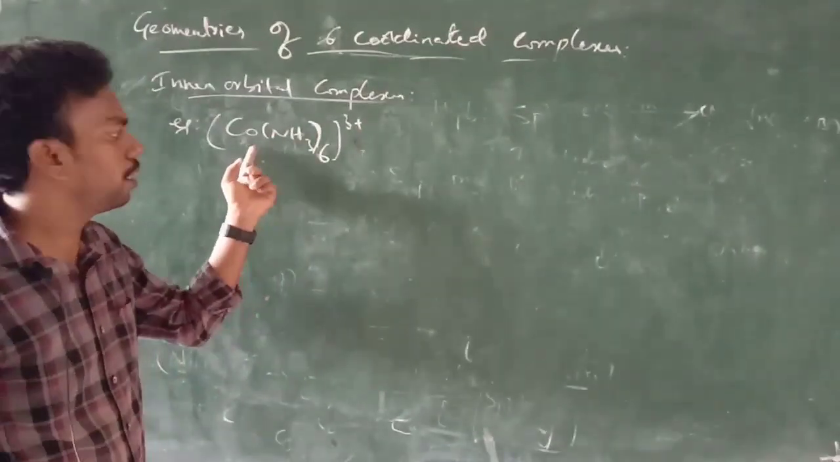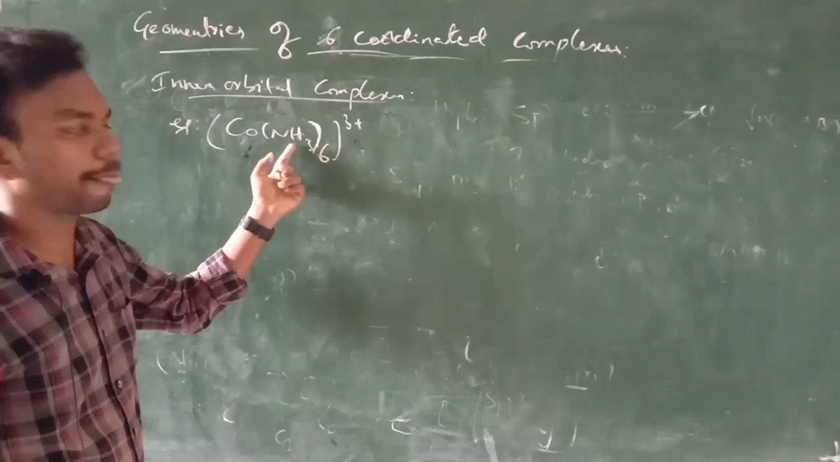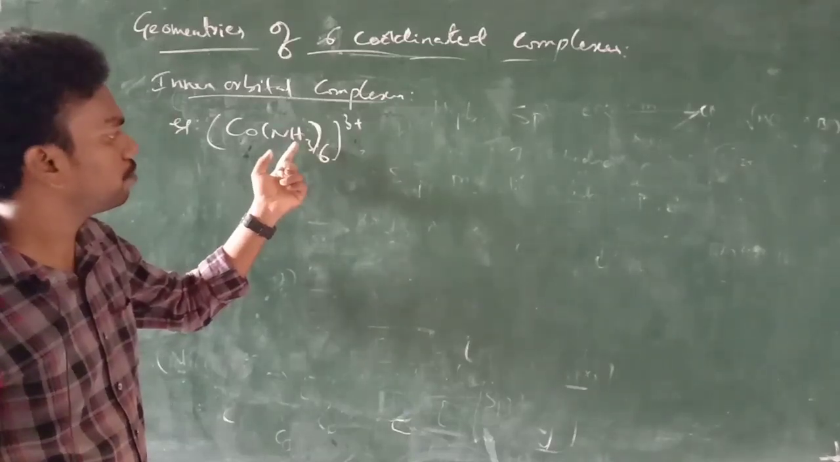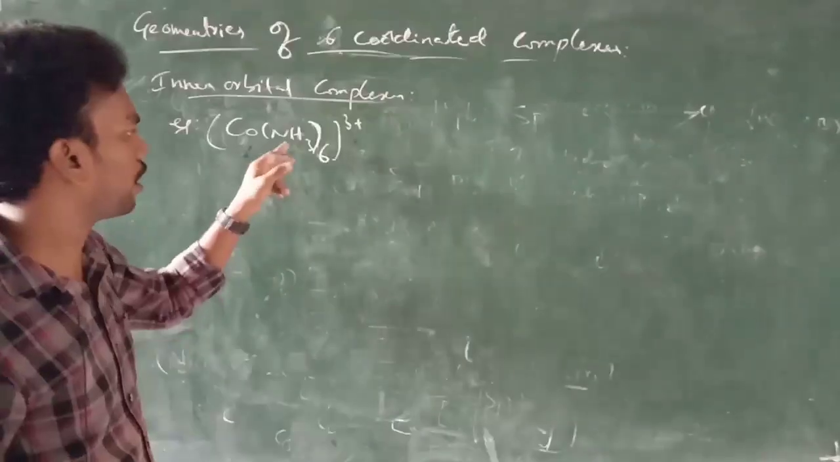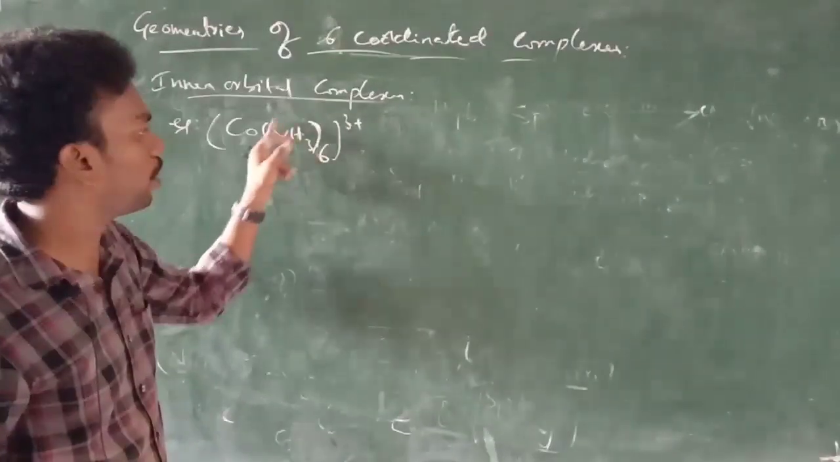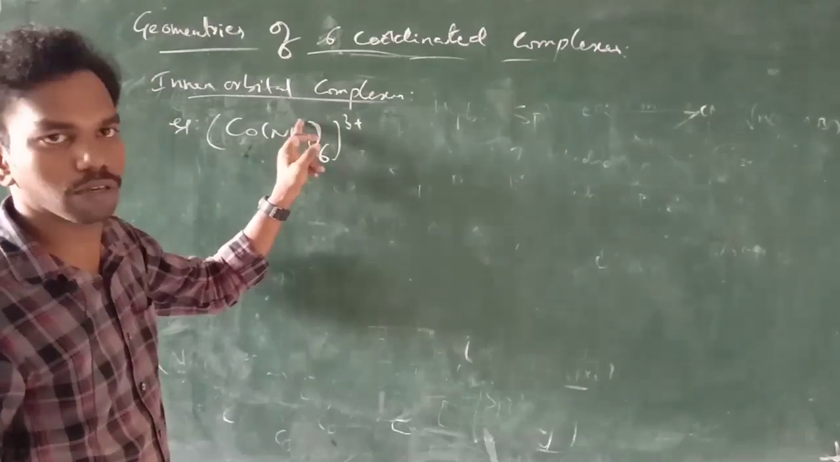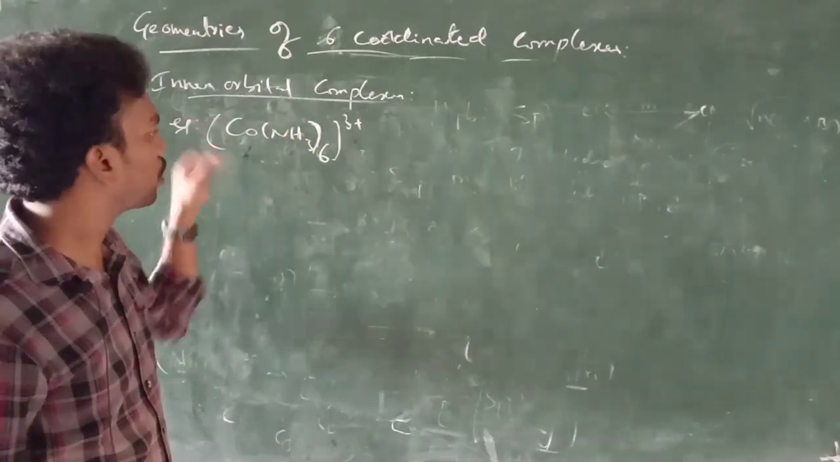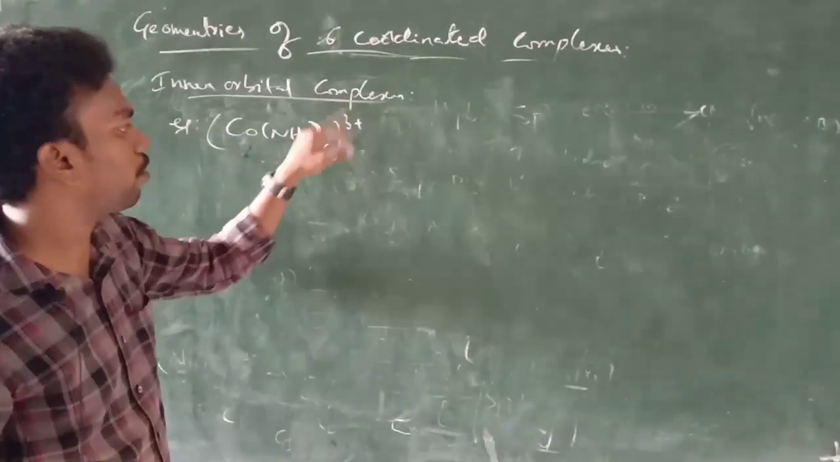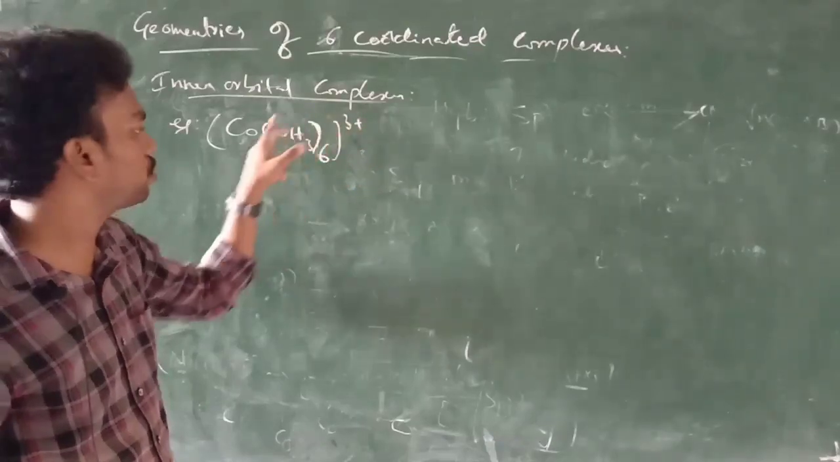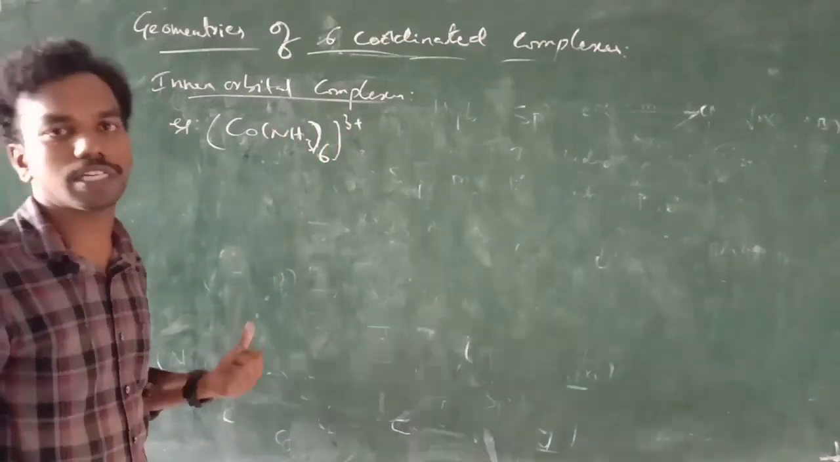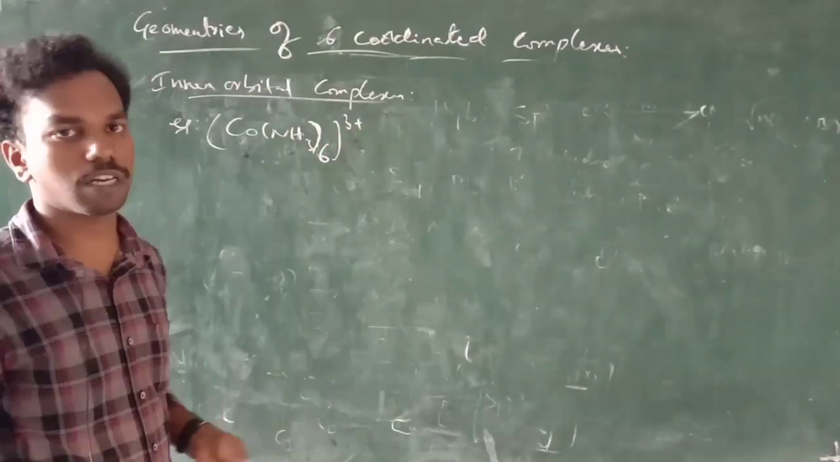Ammonia has no charge, so it is a neutral ligand. So this is 0, and over the complex we have +3. So this charge belongs to cobalt. That is the oxidation state of cobalt here: +3.